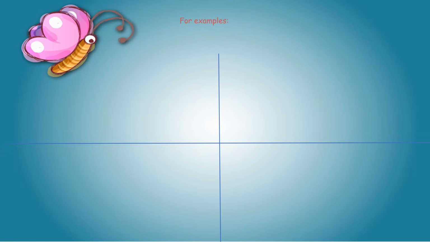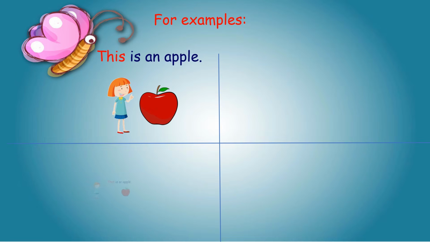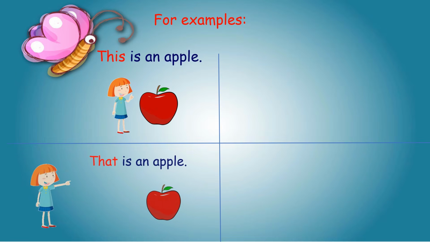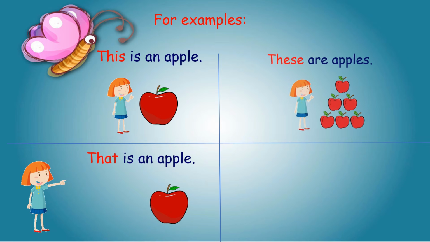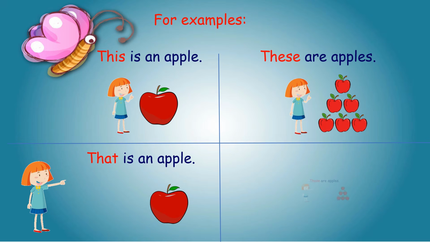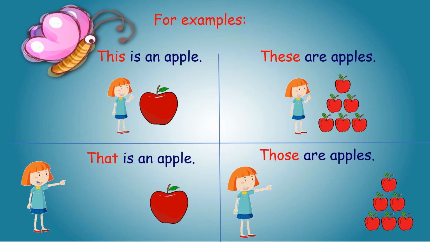Let us look at some examples. This is an apple. That is an apple. These are apples. Those are apples.